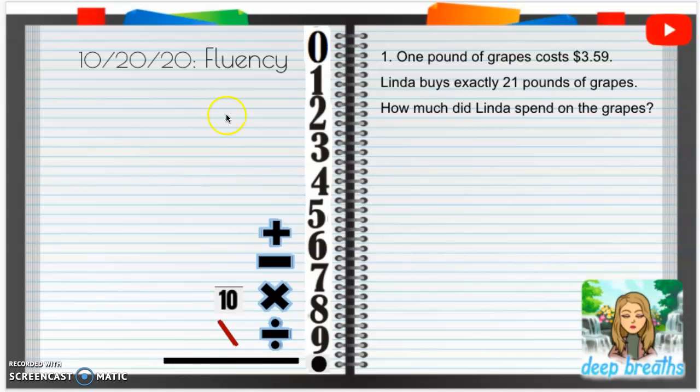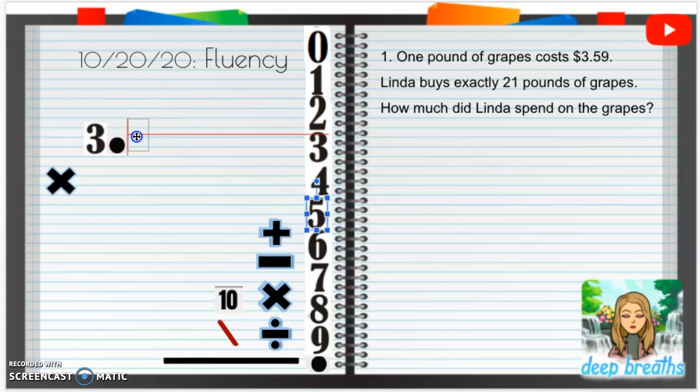All right, so if she buys 21 pounds of grapes, each pound, just for 1 pound, it's $3.59. So if she buys 21 of those, well, we're going to be multiplying. We can do that. All right, so if we multiply, so we have 1 pound of grapes cost $3.59.